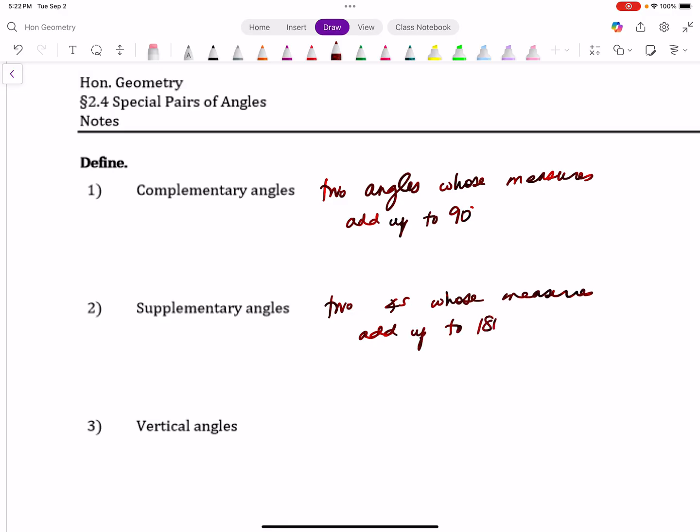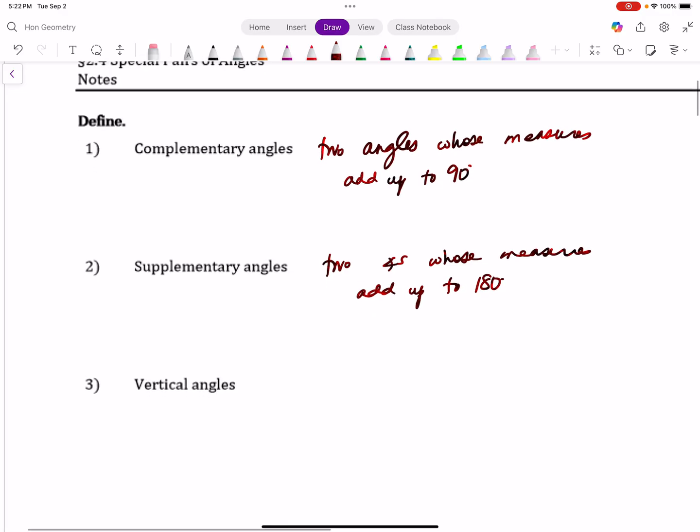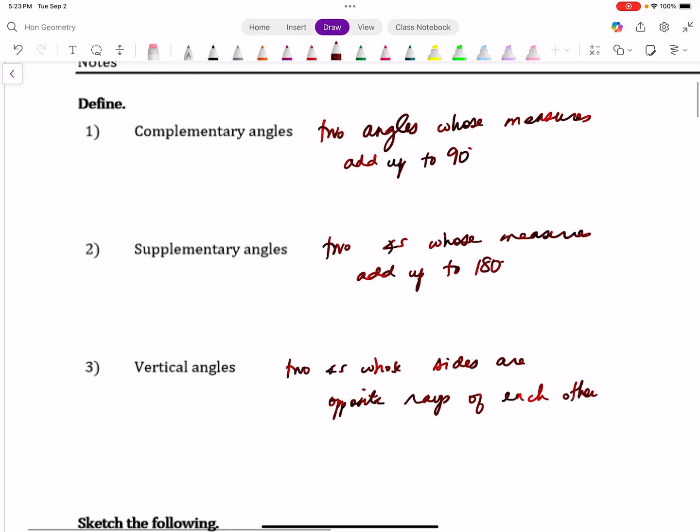to 180 degrees. And vertical angles are two angles whose sides are opposite rays of each other. Whoops, what's that supposed to be? Opposite rays of each other. Okay.